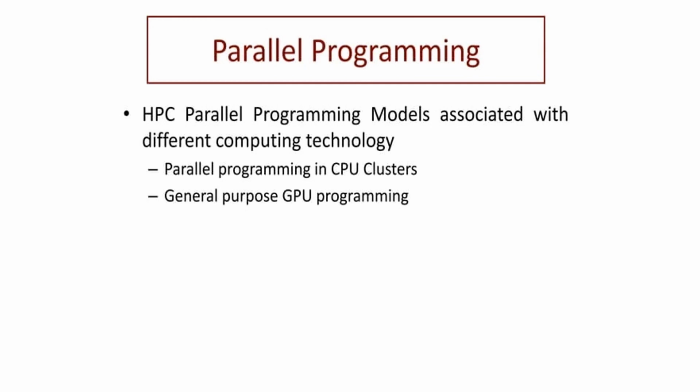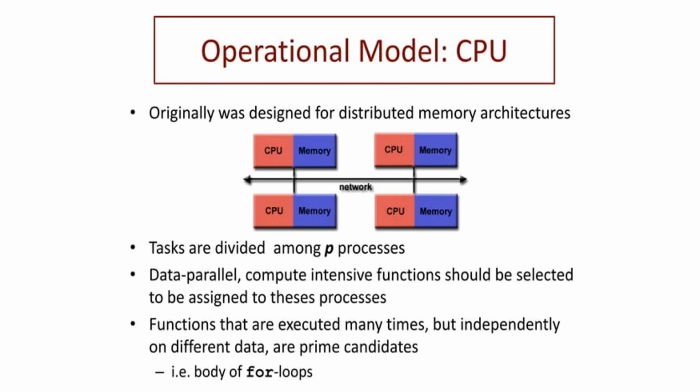HPC parallel computing models associated with different computing technology. Parallel computing in CPU clusters, general purpose GPU program. Operational model CPU: originally designed for distributed memory architectures. Tasks are divided among P processes. Data parallelism: compute intensive functions should be selected to be assigned to these processes. Functions that are executed many times but independently on different data are prime candidates. That is, the body of a for loop.